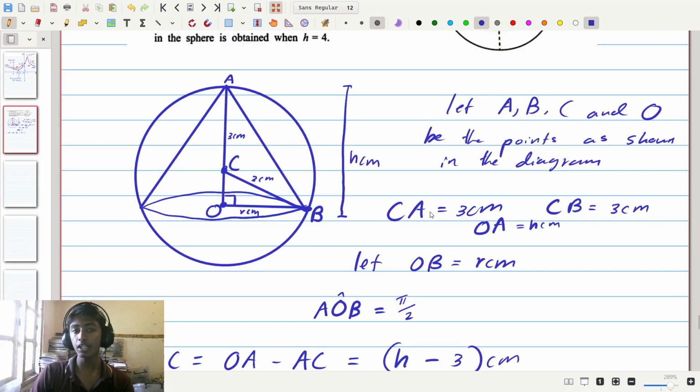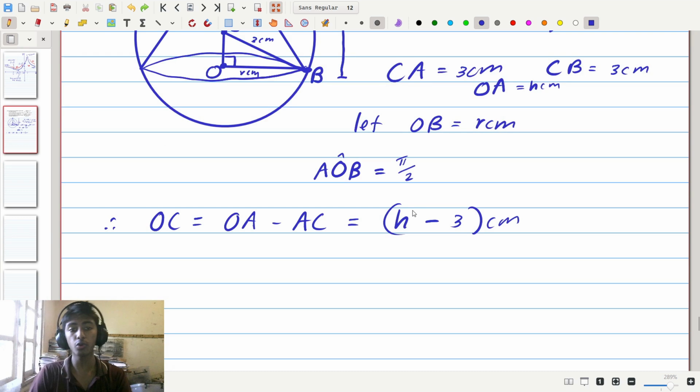Now, additionally, if you consider the triangle OCB, the triangle OCB is a right angle triangle. In this right angle triangle, as we just found, we know the length OC. Additionally, from the start, we knew the length CB. What we don't know and what we want to replace is the length OB, which is equal to R.